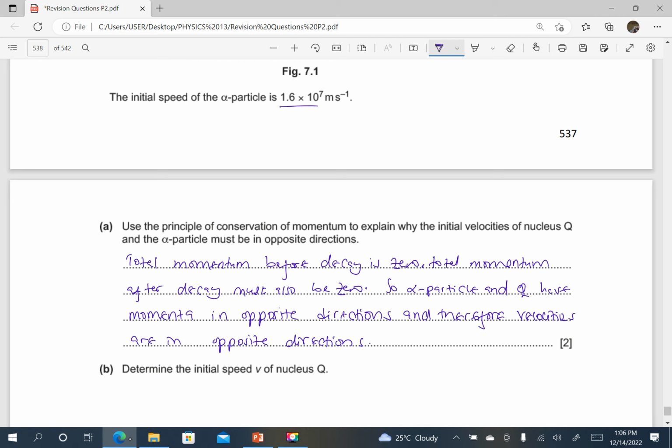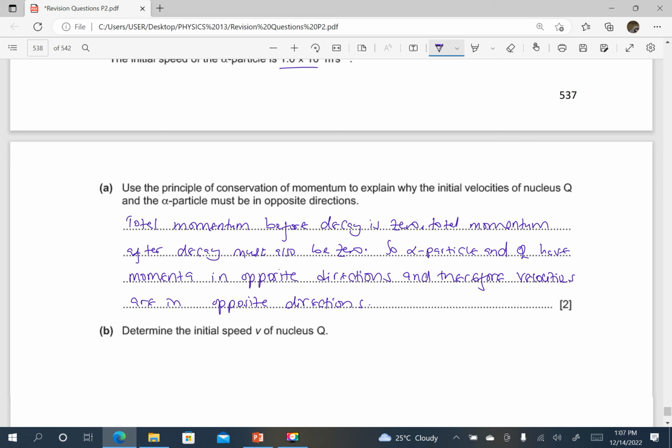So this is just conservation of momentum. If before the decay the total momentum is zero because the nucleus P was at rest, then after decay the total momentum should also be zero by conservation of momentum. Therefore, the alpha particle and nucleus Q should be moving in opposite directions. Therefore, their velocities should be in opposite directions so that total momentum can still be conserved.